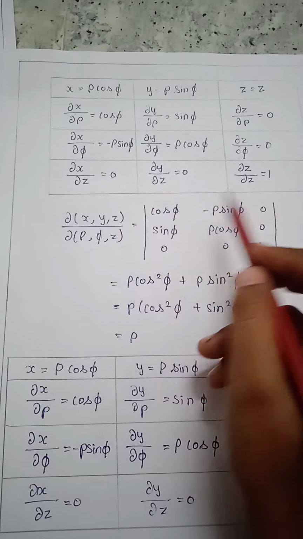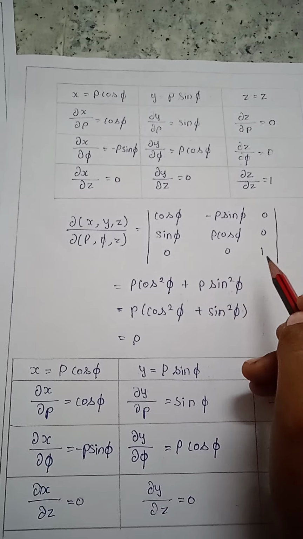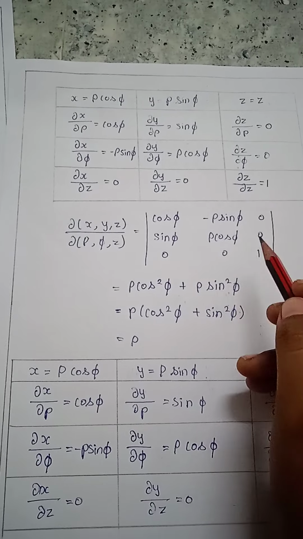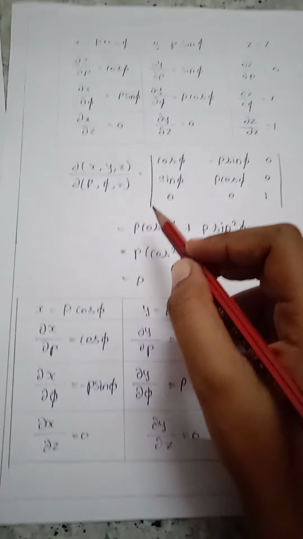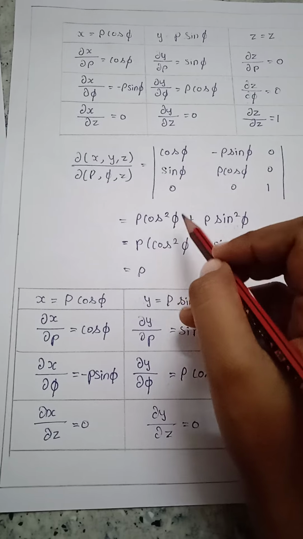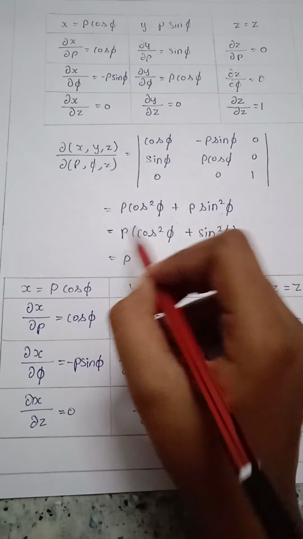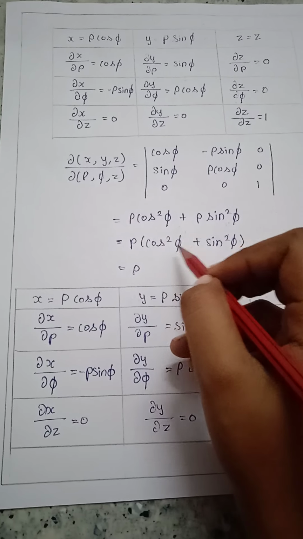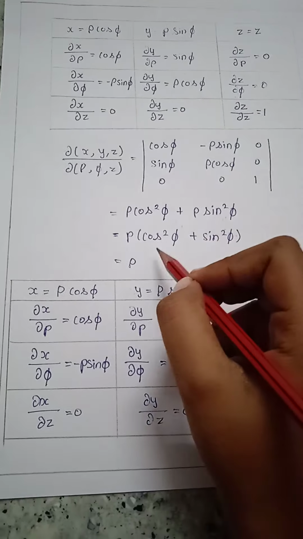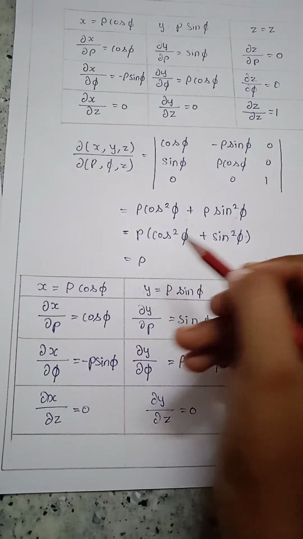Same like we are doing here, 0 means it will be rho cos theta plus 0 into 0, 0. So here we write rho cos square theta plus rho sin square theta. We take rho common outside and get rho times cos square theta plus sin square theta. We know cos square plus sin square is equal to 1, so we get only rho.